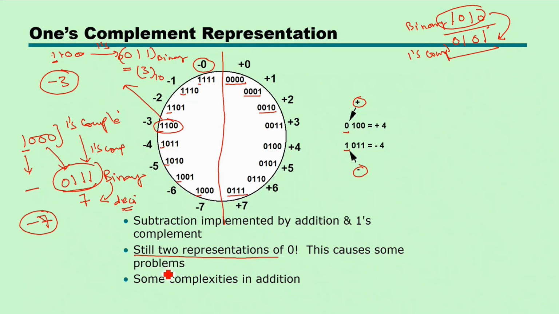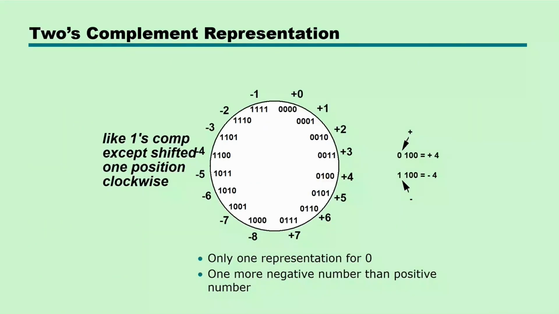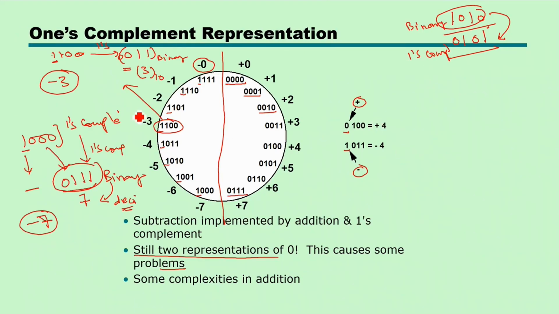So to remove the disadvantage of sign magnitude and 1's complement representation, there is another type of representation called 2's complement. Basically in 2's complement, we have a single representation for 0, and also we need to find out the range. Like in 1's complement, what is the range?